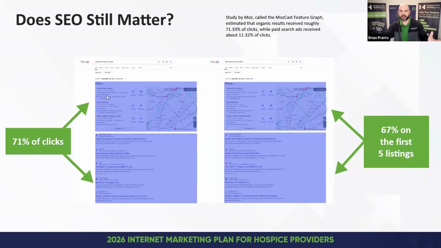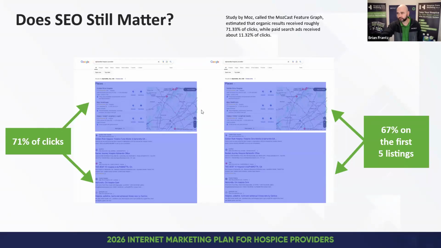So, the hospice care in your city, or hospice care in your county, or hospice near me, right? How do you show up in your city, in your market, when someone performs that search? We know that 71% of the clicks are happening in those first few clicks, from the organic listings, and 67% land on the first five results.